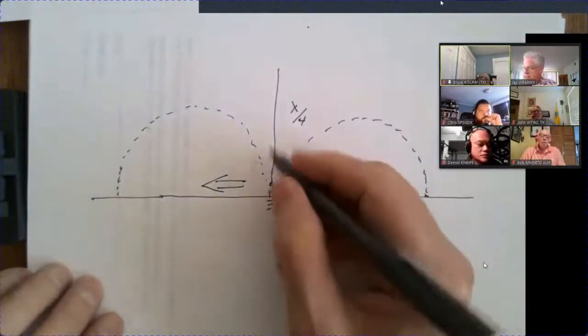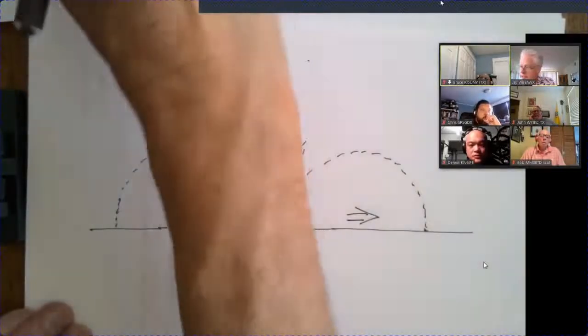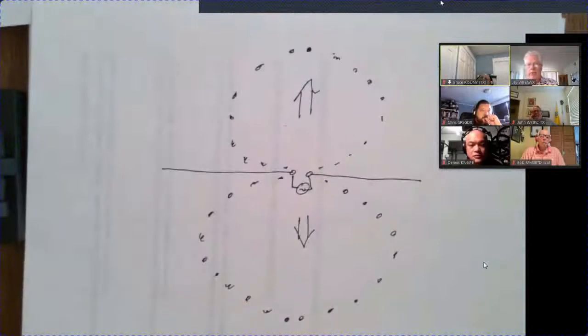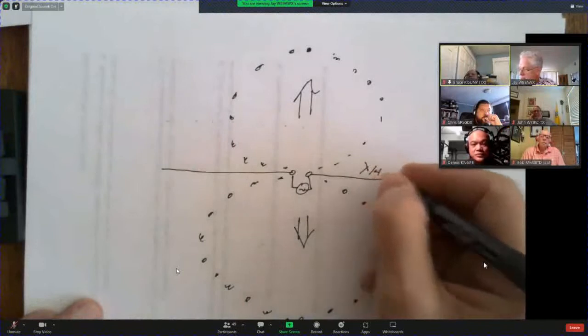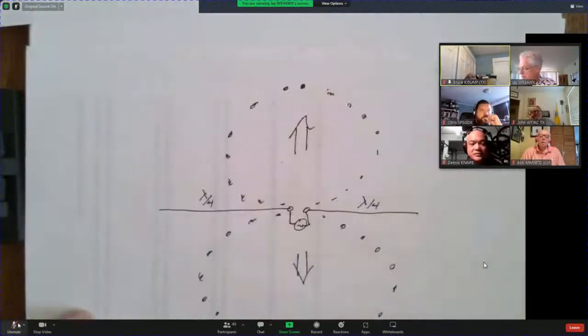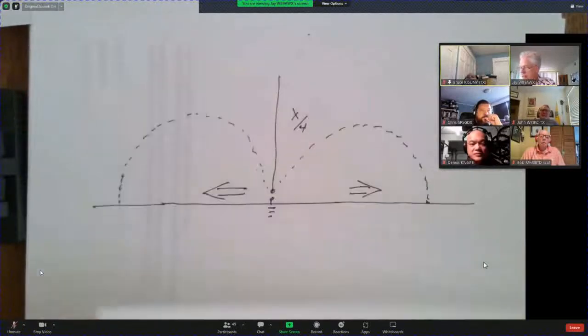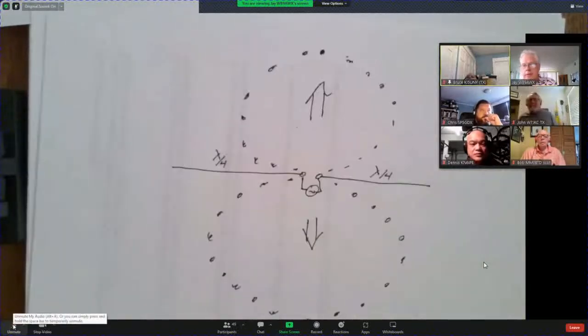If I put the same current into this vertical as I did into the dipole, which will put out more power at a distant point? Remember, this is a quarter wavelength. This is also a quarter wavelength. And this is a single quarter wavelength. Same current. Which one's going to put out more power?